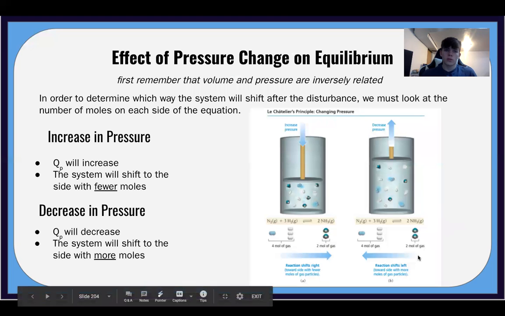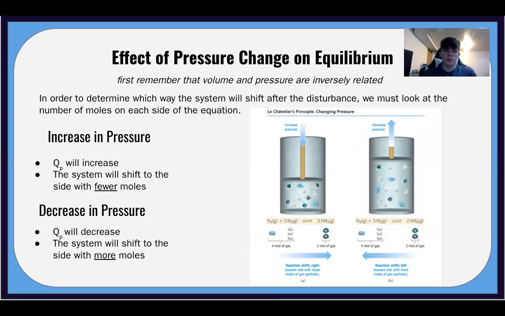Now we'll look at the effect of pressure change on equilibrium. First we must remember that volume and pressure are inversely related, meaning that if we increase the volume of a container, that will decrease the pressure. And if we decrease the volume, it will increase the pressure. So in order to determine which way the system will shift after the disturbance with pressure, we must look at the number of moles on each side of the equation.